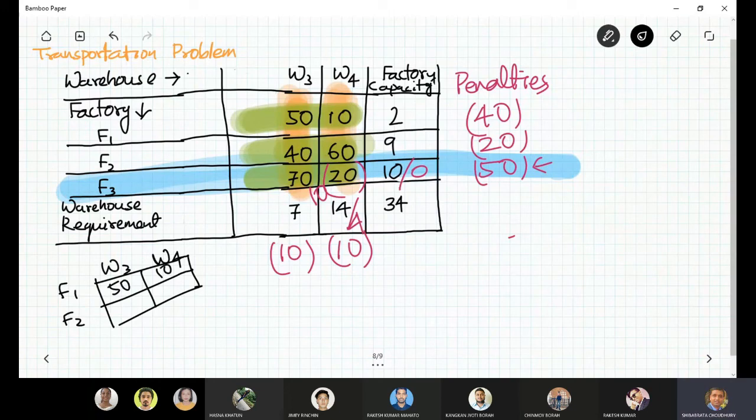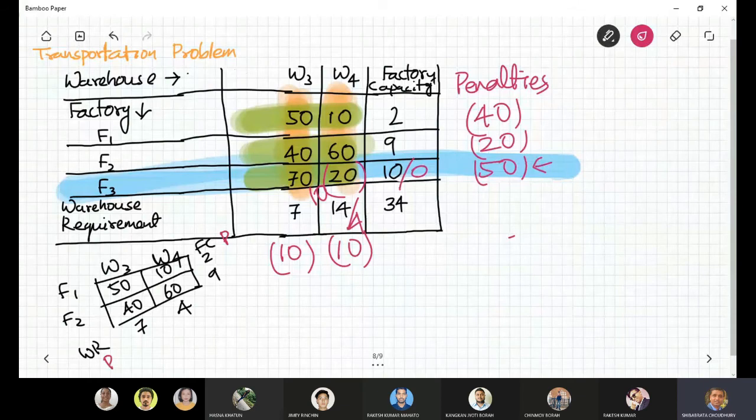50, 10, 40, 60. The factory capacity is 2, 9. The warehouse requirement is 7. And it is over here and over here. This is 10, this is 50, and this is 40, this is 20. Okay, so where should I allocate now? I should allocate over here.